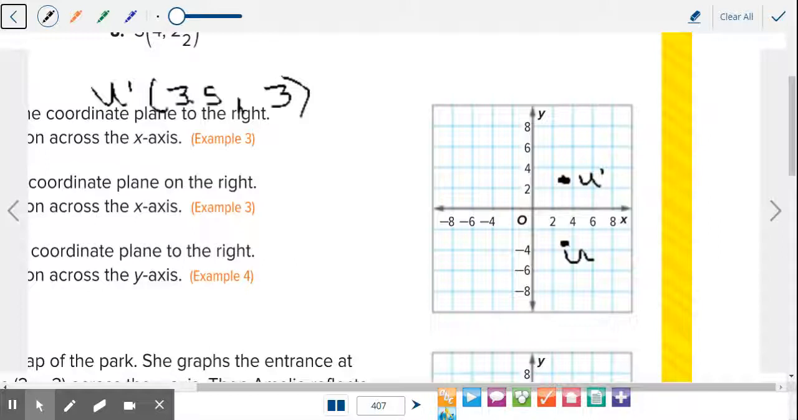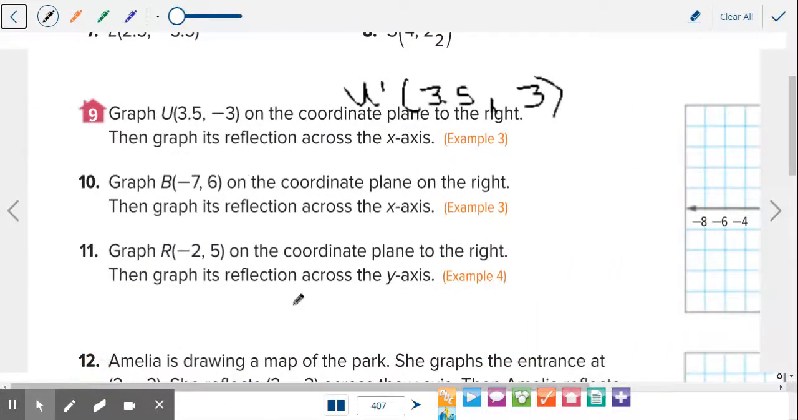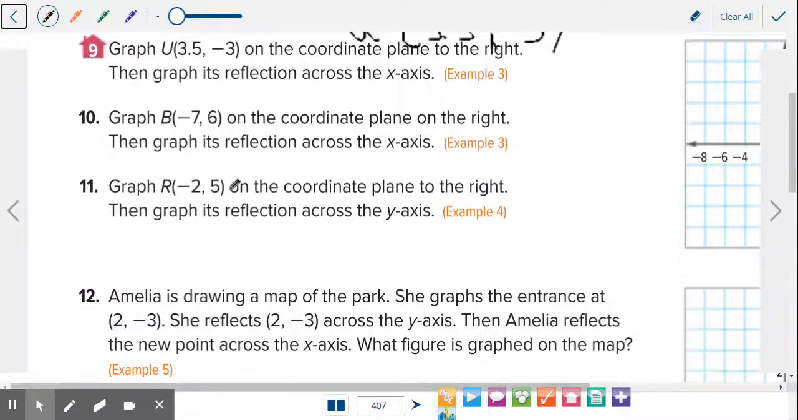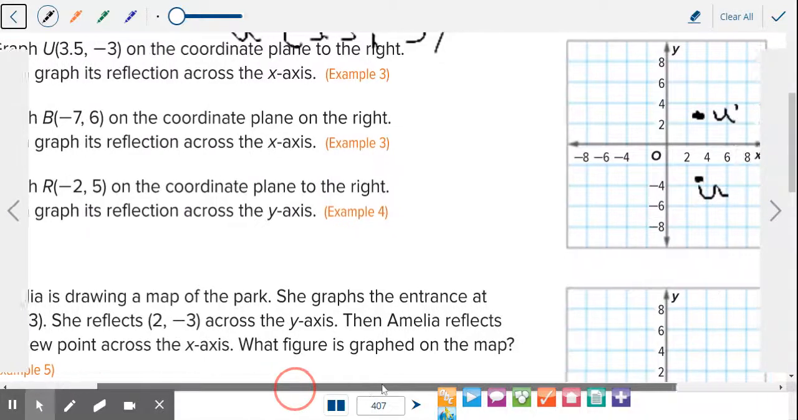Okay, so that's how reflection over the x-axis works. All they want you to do is graph that first point, and then I would do the ordered pair for the new one before you even graph. Okay, it makes it a lot easier. So like this one, number 11, we have point R. So we got -2, 5. All right, so let's go ahead and graph that one.